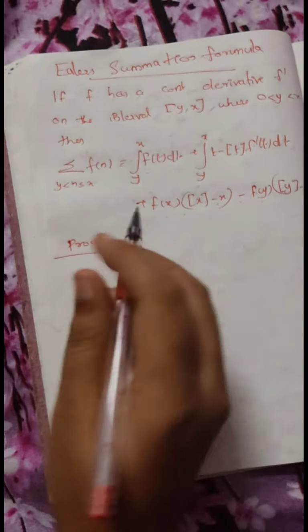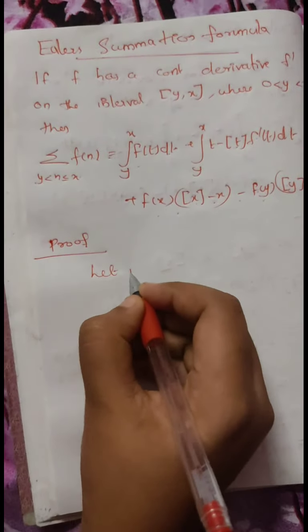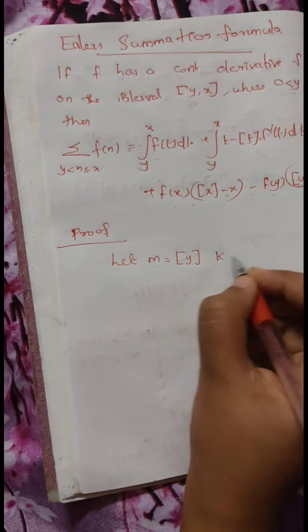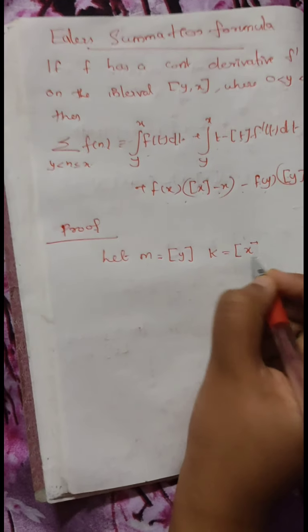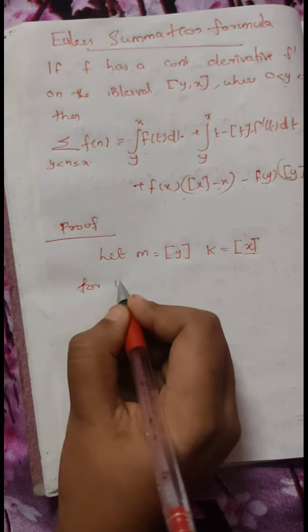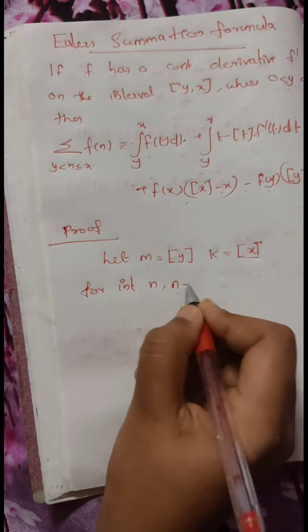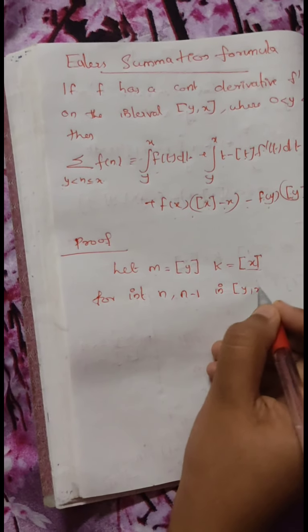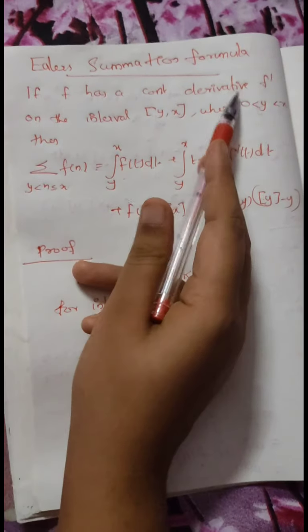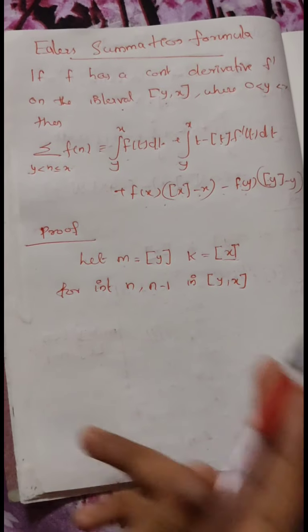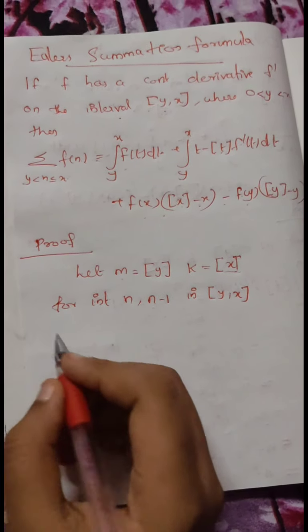So for this proof, let m be equal to the greatest integer less than or equal to y, and k equal to the greatest integer less than or equal to x. Then, for integers n and n minus 1 in the closed interval [y, x], we have to prove that f has a continuous derivative f' only on the closed interval [y, x]. So we are taking integers n and n minus 1 in the closed interval [y, x].